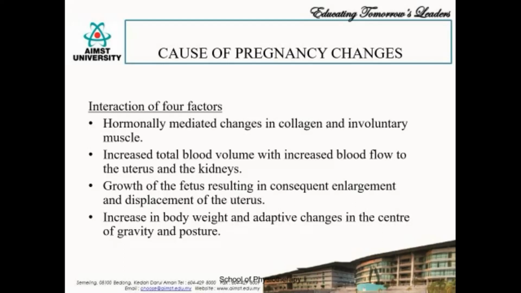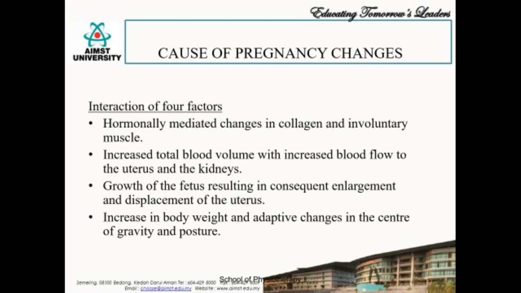So first, because of the hormonal changes, the body will be getting a lot of physical and physiological changes. Second thing is there will be an increase in the blood volume. As we know, we have the fetal circulation. We also have the mother's own circulation.